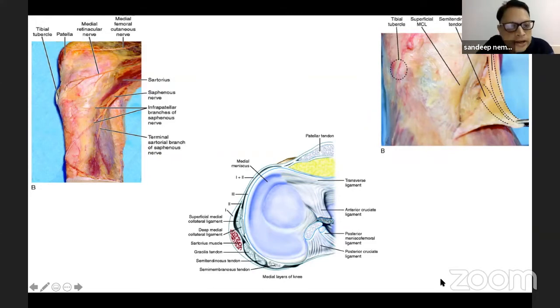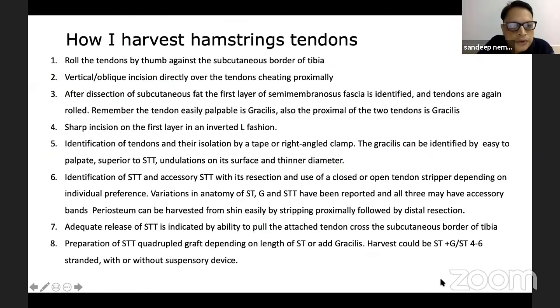Okay, so we'll directly move on to the video. What I do basically is roll the tendons by thumb against the subcutaneous border of the tibia. Then I make a vertical incision directly over the tendons, extending proximally. After dissection of the subcutaneous fat and the first layer of semimembranosus fascia, the tendons are again rolled. And remember that the tendon that is easily palpable is the gracilis.